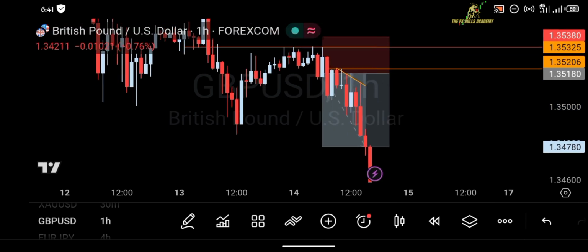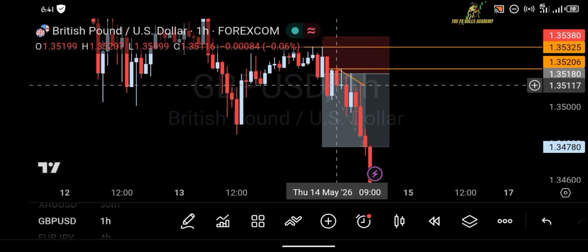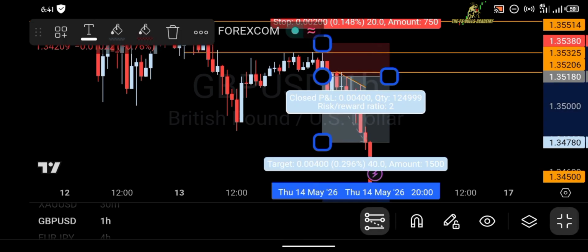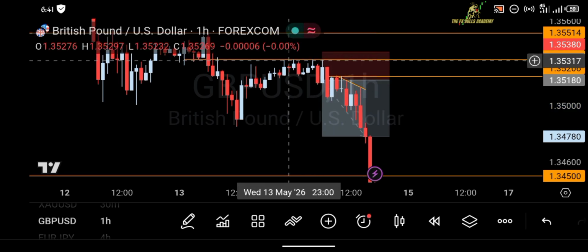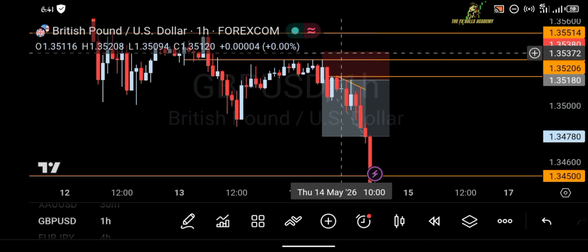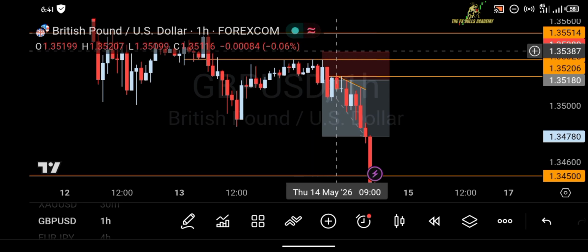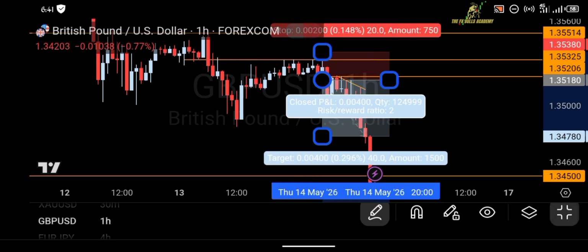So after that, I sold this trade and I was risking 20 pips. This 20 pips was above the triple top we had here. Normally that's where our stop losses are. Stop losses are meant to be above the resistance or support. So my stop loss was above this and my take profit was 40 pips.